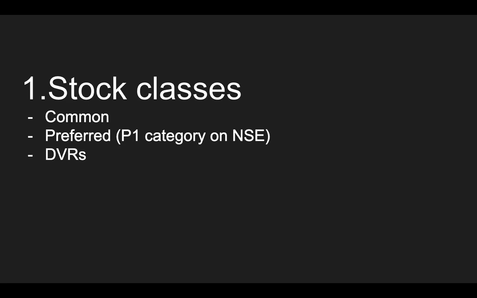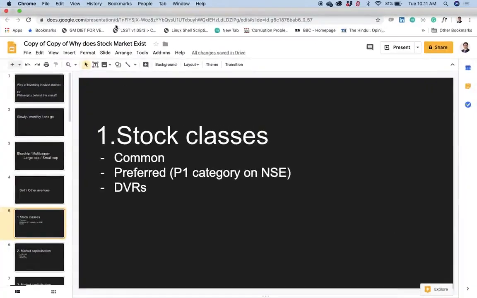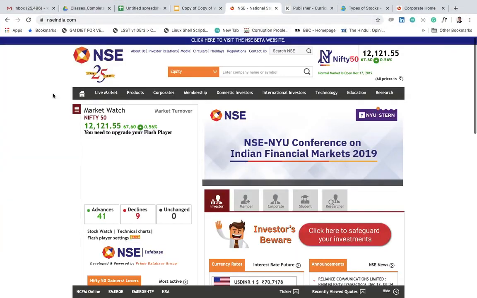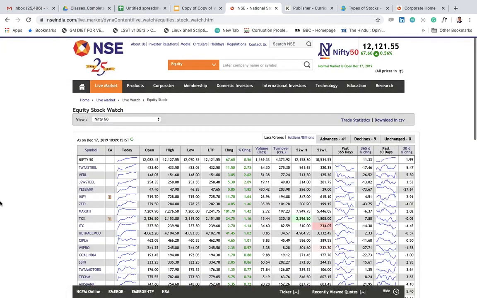So the very first classification which we do is on the stock classes or the ownership level of stocks. So common stocks are, when I show you the NSE website every time, I always show you these stocks which are said to be common stocks. Common stocks give you the benefit of voting rights. The moment you buy one stock of Tata Steel, you also become a shareholder and you gain voting rights.